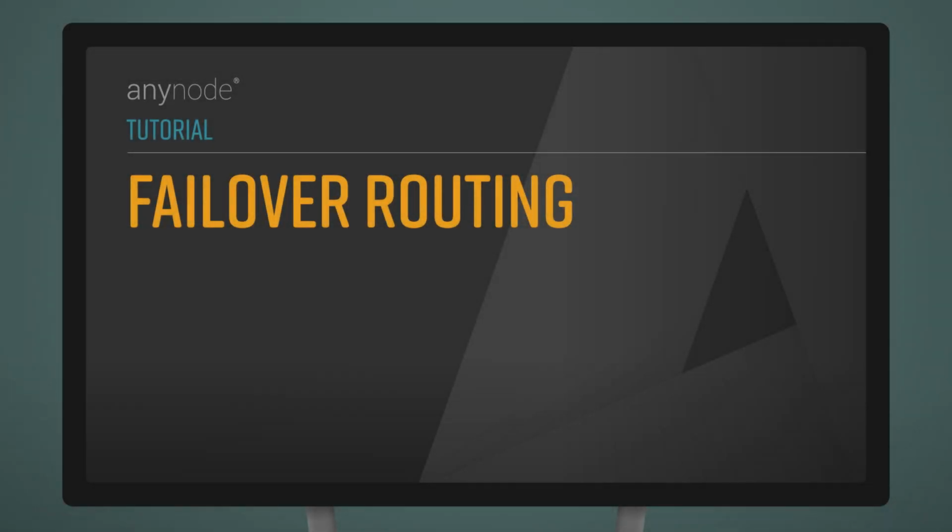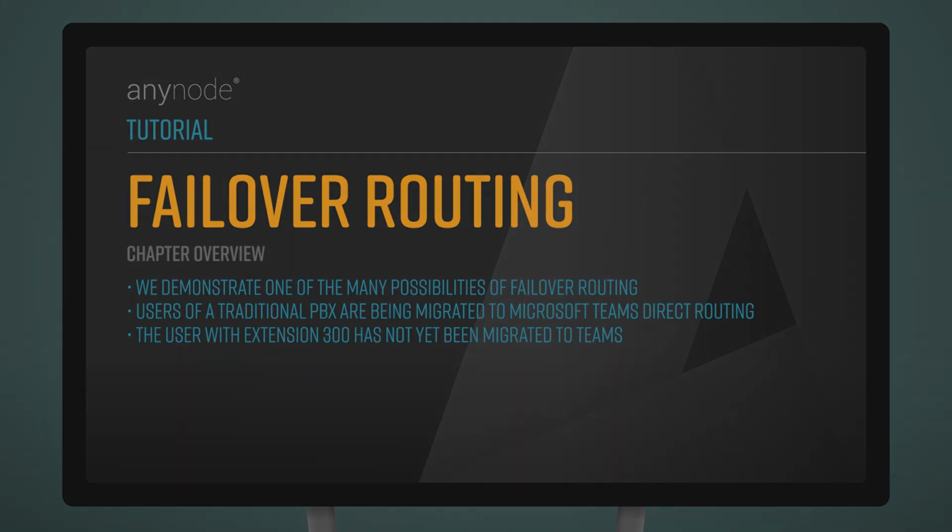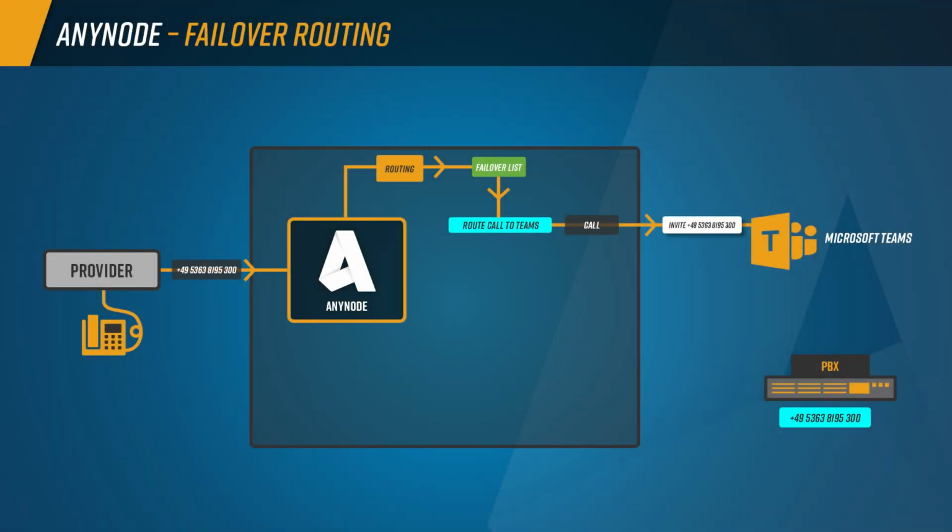In this tutorial, we demonstrate one of the many possibilities of failover routing through a practical example. We'll explore a scenario where users of a traditional PBX are being migrated to Microsoft Teams direct routing. In our example, the user with extension 300 has not yet been migrated to Microsoft Teams direct routing. With failover routing, all calls can initially be directed to Teams.